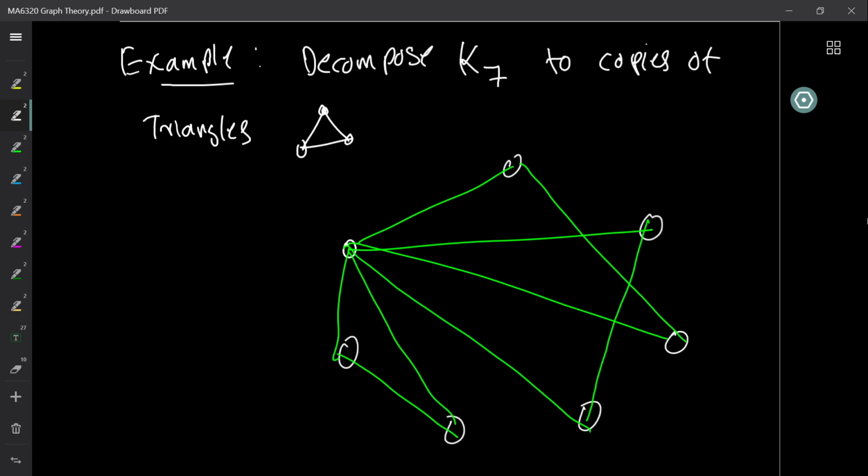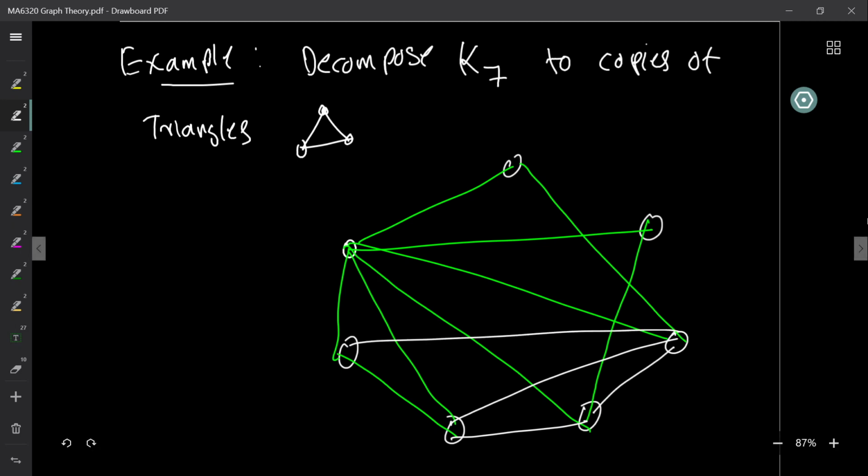Then I will look at other vertices. Let's say this vertex I want to now decompose. Let me see if it is possible. I can do this maybe. So this is one. Then I can also do this. No, I cannot do that. Yes, I can do this. So I have 2 white triangles. Is there any other triangle I can see? Let me see this.